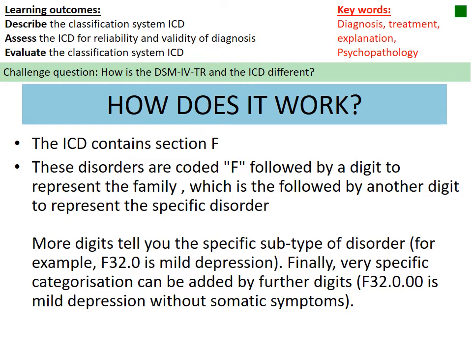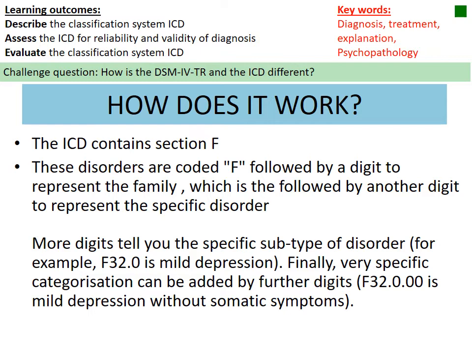So how does the ICD work? Well, the ICD contains different sections, and in section F, which is specific for mental health disorders, the ICD groups each disorder as being part of a family. So, for example, depression is part of the family for mood-affected disorders. These disorders are coded F, followed by a digit to represent the family, so 3 for mood disorders. This is then followed by another digit to represent the specific disorder. So F32 is depression, whereas F31 is bipolar disorder.